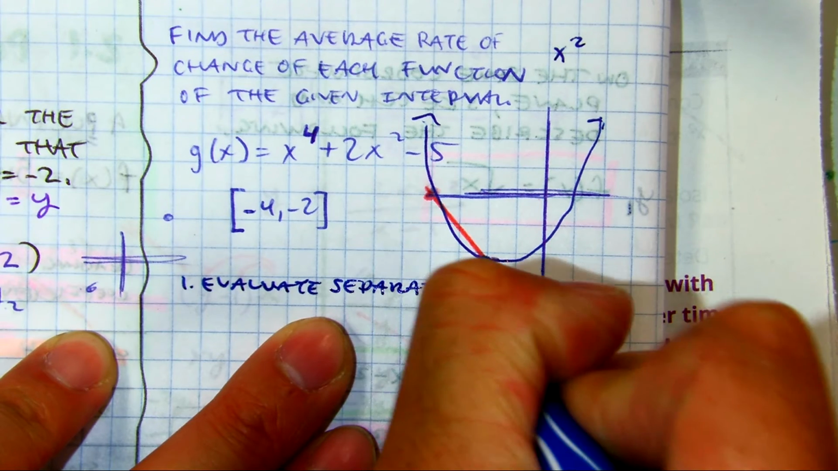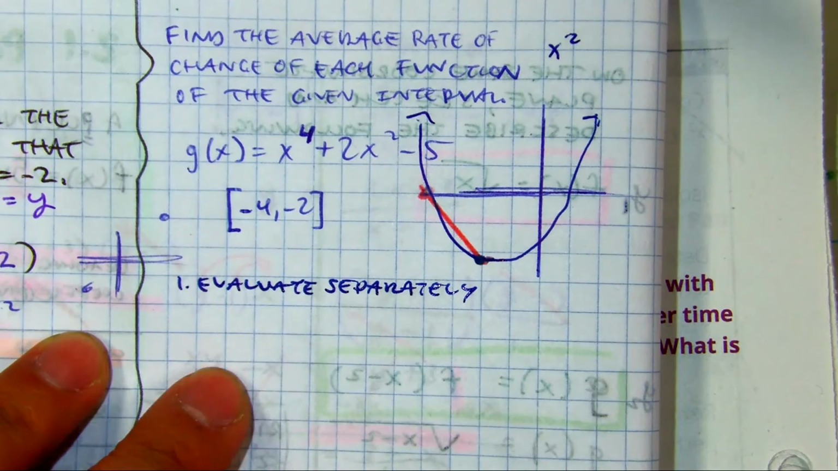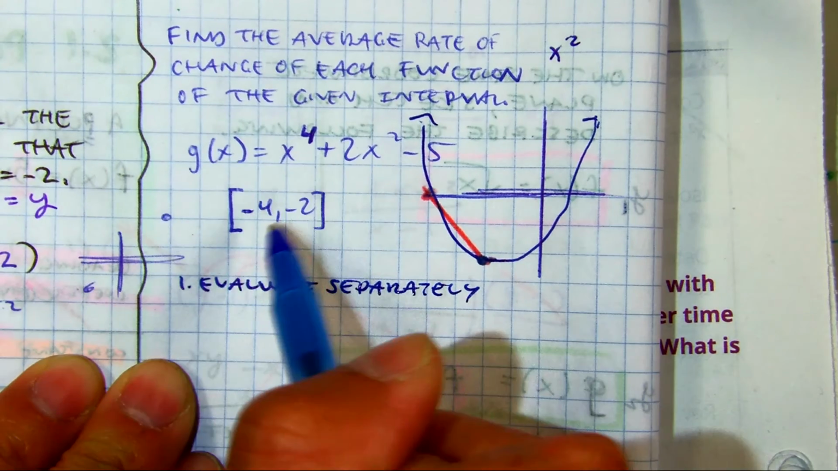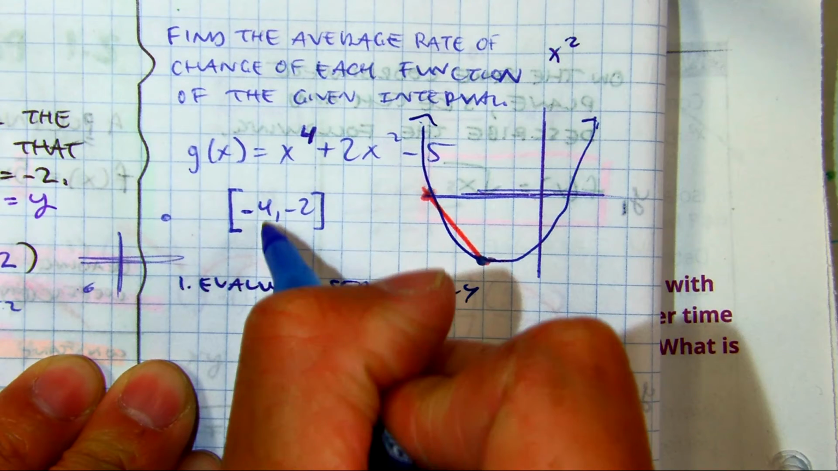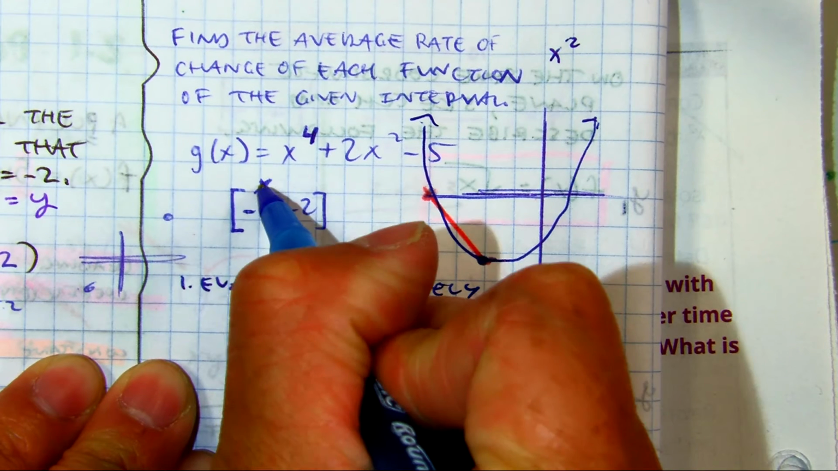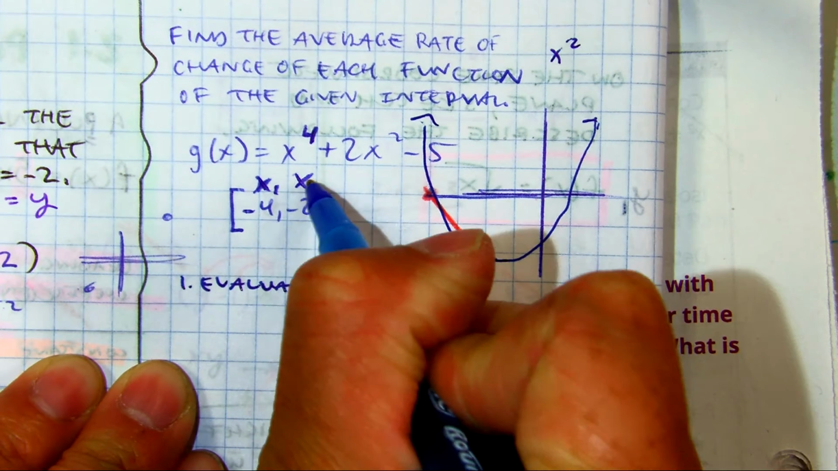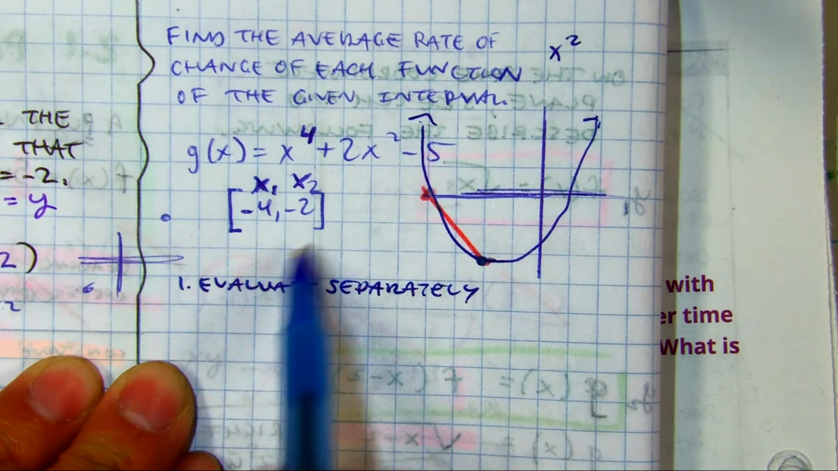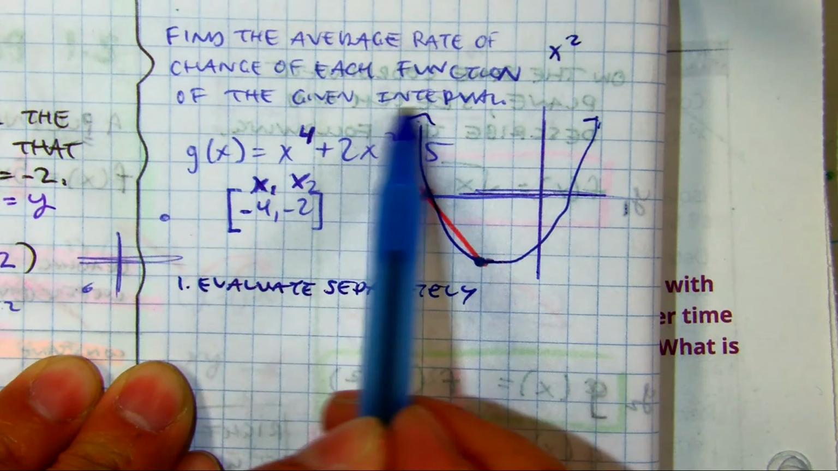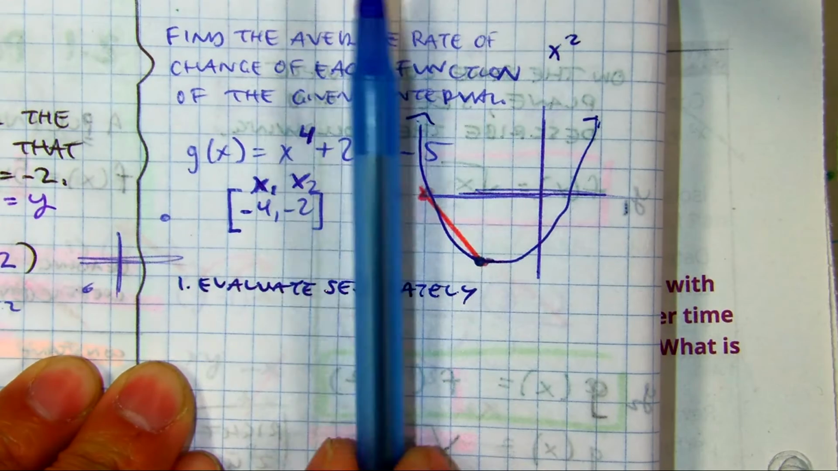Okay, I basically need to do this problem twice. I'm going to take my function and I'm putting in x values. These are both x values. Let's call this one x1 and this is x2. Class, is this an ordered pair? No, it's an interval. You're going from -4 to -2.